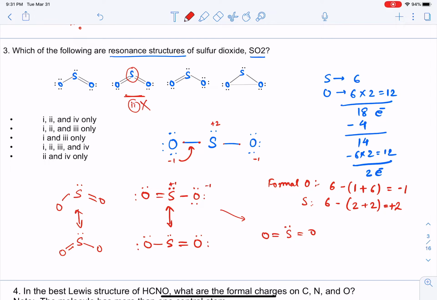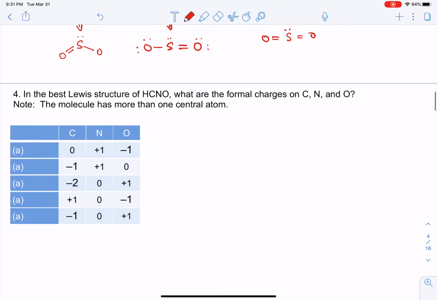This is not an answer because there's no lone pair. This is not an answer because oxygen won't form a bond like this. So what is left and what is true is 1 and 3. The options are missing here. So your answer would be 1 and 3 only. So moving further to question number 4.